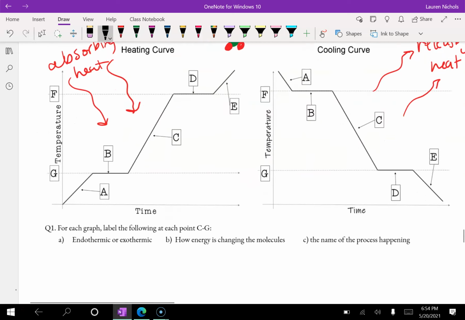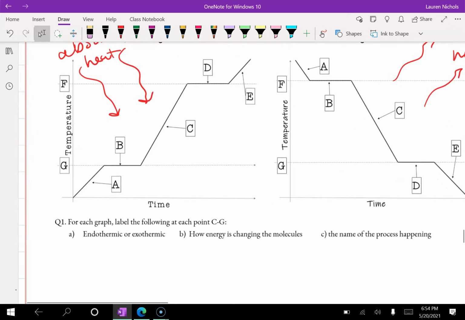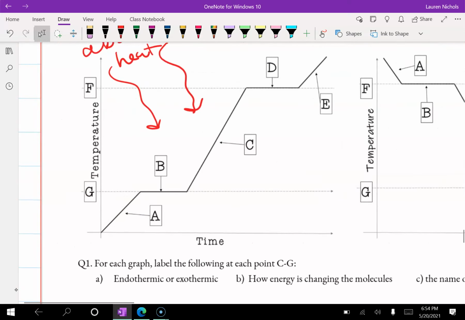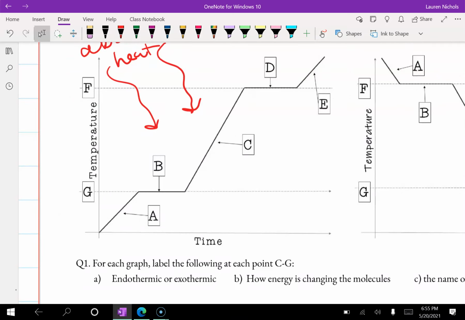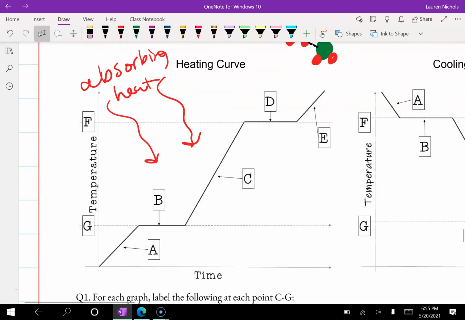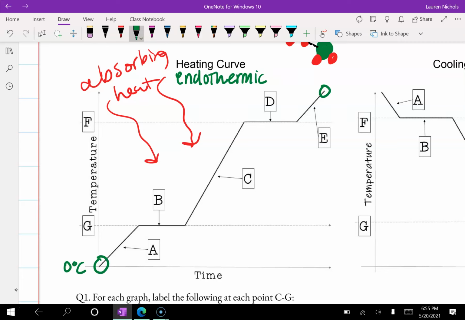So if we look at a heating curve specifically, we want to label for each of these graphs whether it's endo or exothermic, how the energy is changing the molecules, and the name of the process happening at each of these spots. So this is an endothermic process. We know because the temperature from where you start, let's say this is 0 degrees Celsius, compared to where you end, let's say that's 120 degrees Celsius, it increases. So that means it absorbed heat.